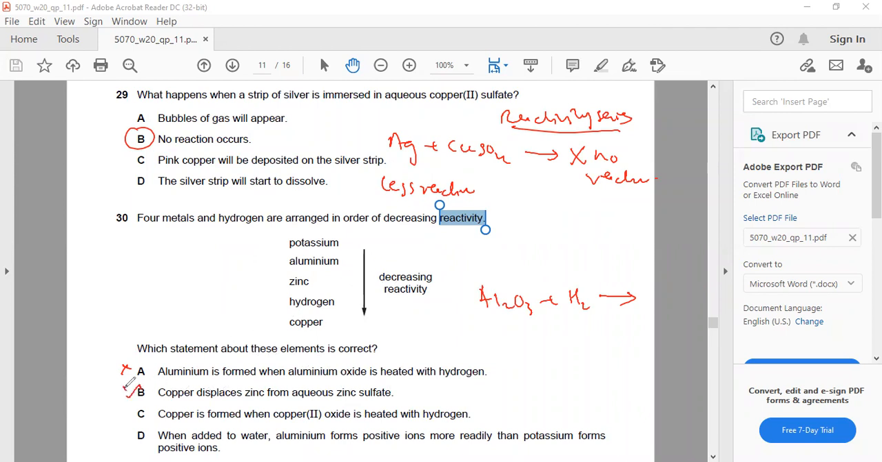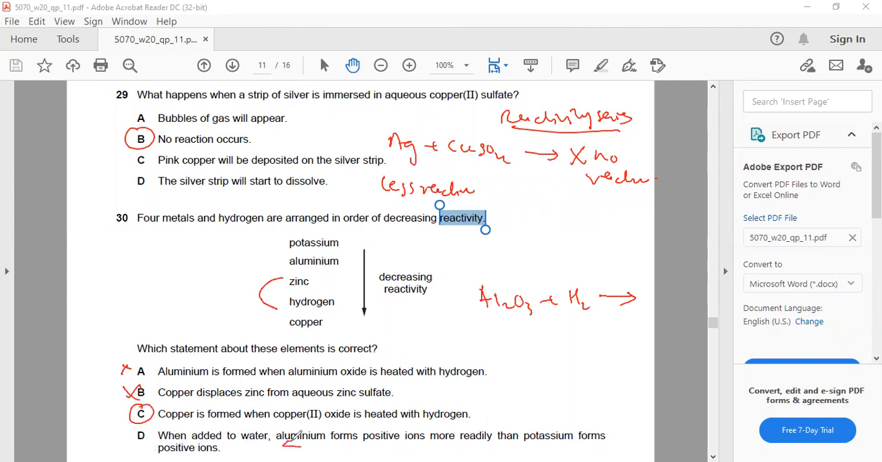Copper displaces aluminum is also wrong, because copper is below the metal. The metal which is above can displace the one below. Remember it like this: the manager can displace a clerk from his chair in the office. So the more reactive one, at the top position, can displace, but the lower one cannot displace the higher one. Copper is formed when copper oxide is heated. C is the answer, but suppose, why not D?